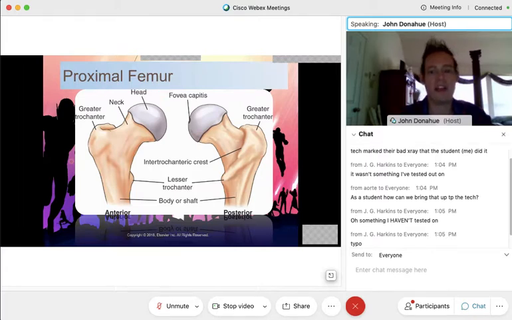So all of these pieces of anatomy we just named here, these are all easily visualized on our x-rays, and they're very important landmarks when it comes to the different positioning that we do as far as how we rotate the foot, rotate the leg, AP versus lateral, cross table, so on and so forth. So that's going to be your proximal femur anatomy.